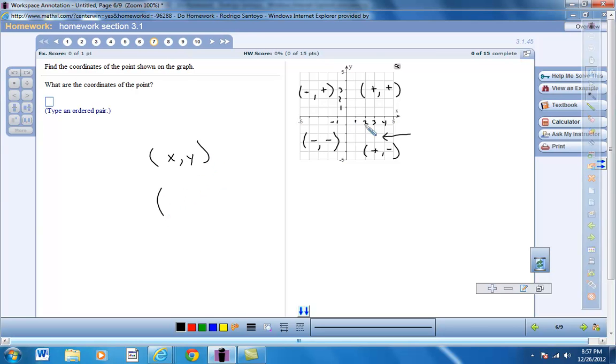So our x is, we look here, it falls right where it's 3. And our y is what? Negative 1, negative 2. So that right there is our ordered pair for this problem.